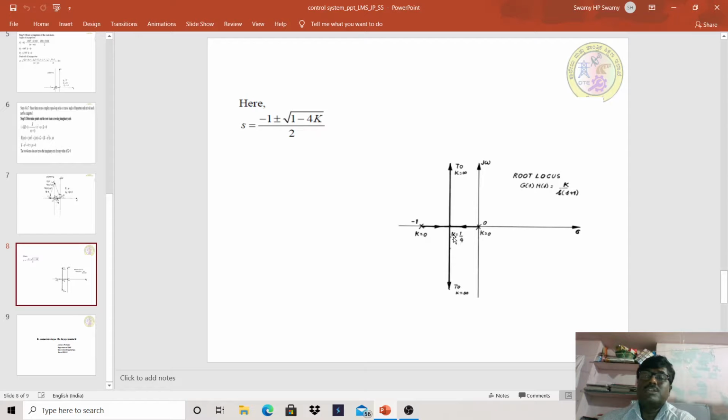This is k is equal to 1 by 4. This is k is equal to 0, that is minus 1. This is k is equal to 0. At k is equal to infinity, this is one asymptote, and at k is equal to infinity, this is another asymptote. The root locus will not be crossing the imaginary axis, though it is like a straight line.